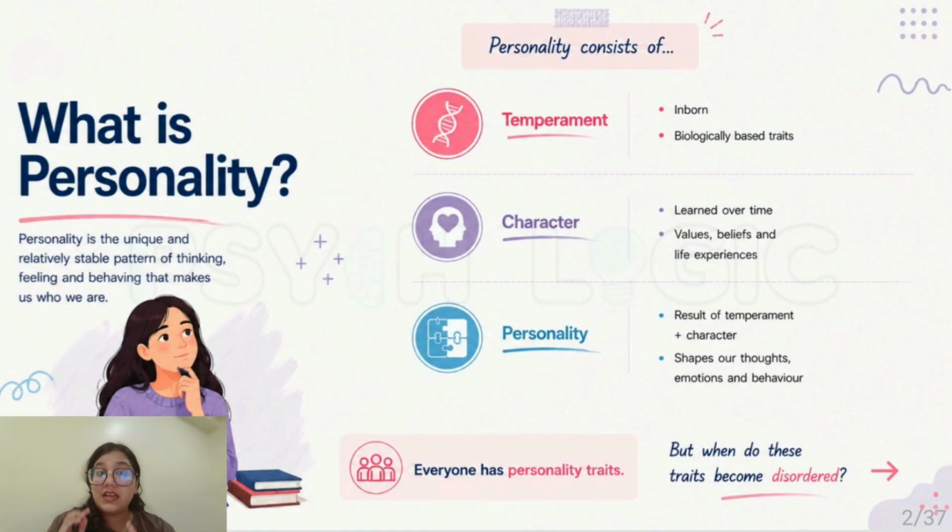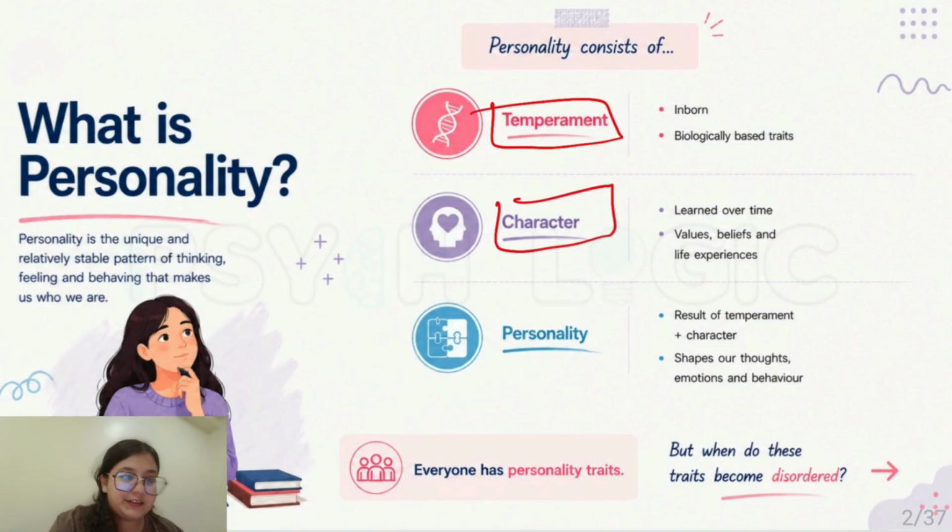The answer is that personality does not develop from one thing. It is a combination of two things. The first one is temperament, the second one is character. Okay, let's start with temperament. What do we understand by the term temperament? Temperament is something you're born with. Okay, it's your biological blueprint.